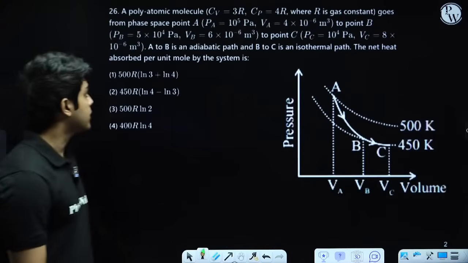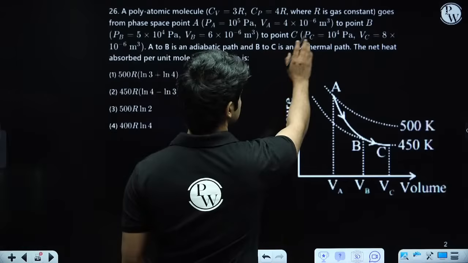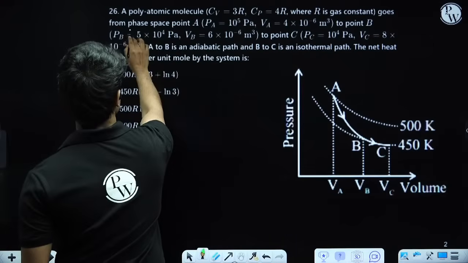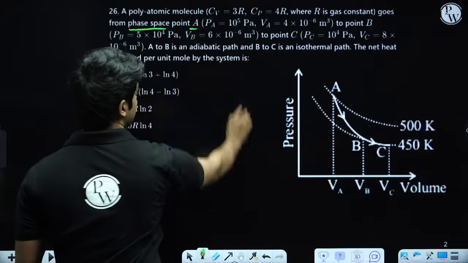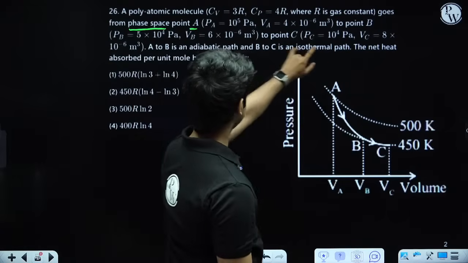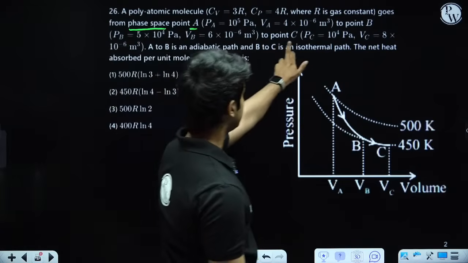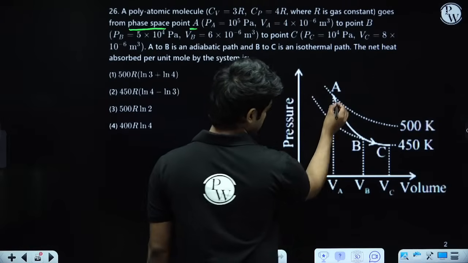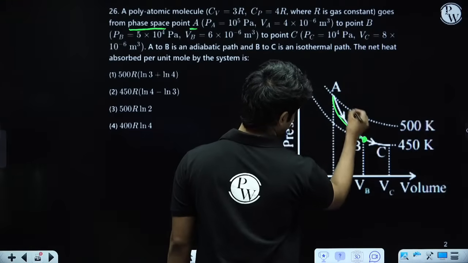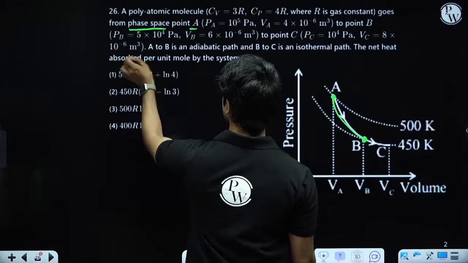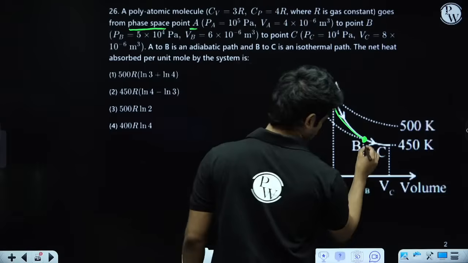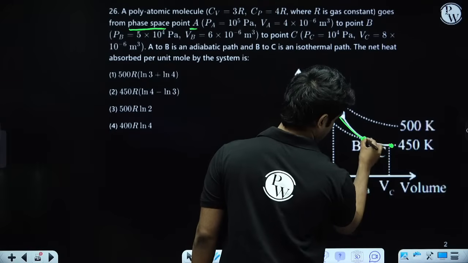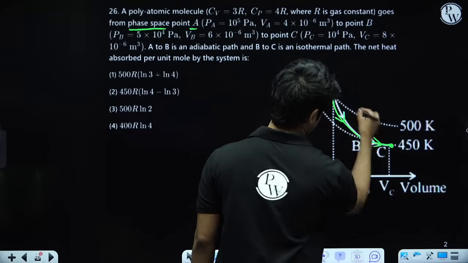A polyatomic molecule, Cv and Cp are given, goes from phase space point A. Point A's pressure and volume are given, point B's pressure and volume are given. Similarly, point C is also given. A to B is an adiabatic path, so this process is an adiabatic process, A to B. And from B to C, it is an isothermal path. So from here to here, this is an isothermal process.